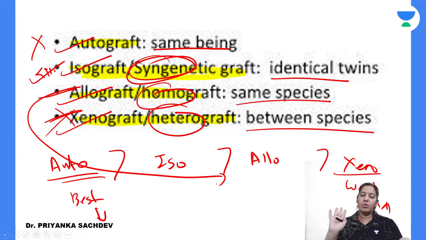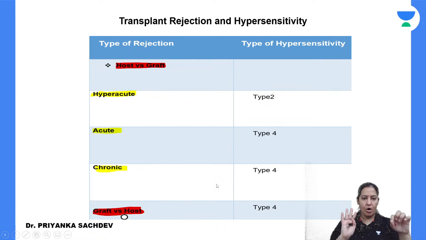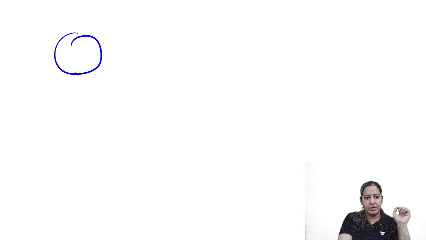So rejections are there. So how many types of rejections are there? The next point. Okay, rejections are of two types. Listen now. Let me draw the body of a donor and recipient again to tell you the types of rejection. Okay, this is the donor and this is the recipient.